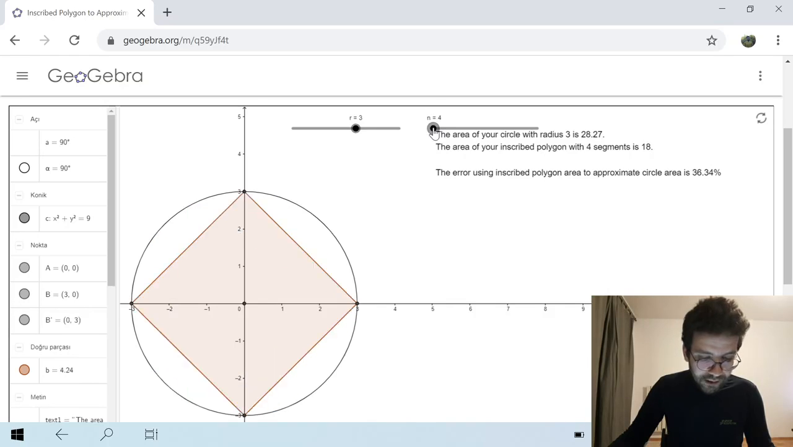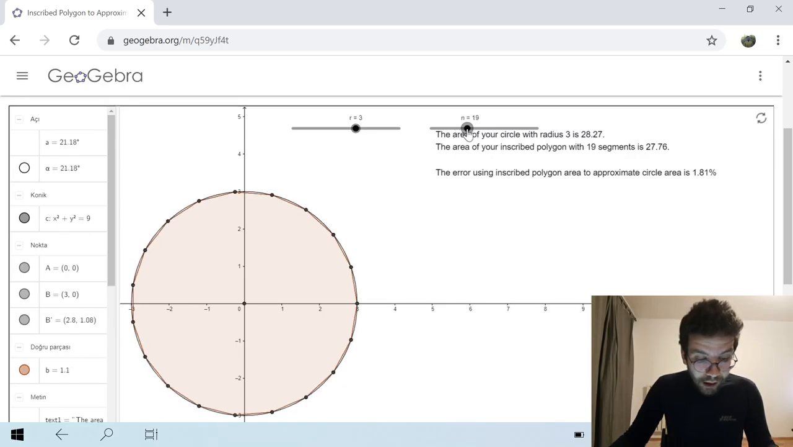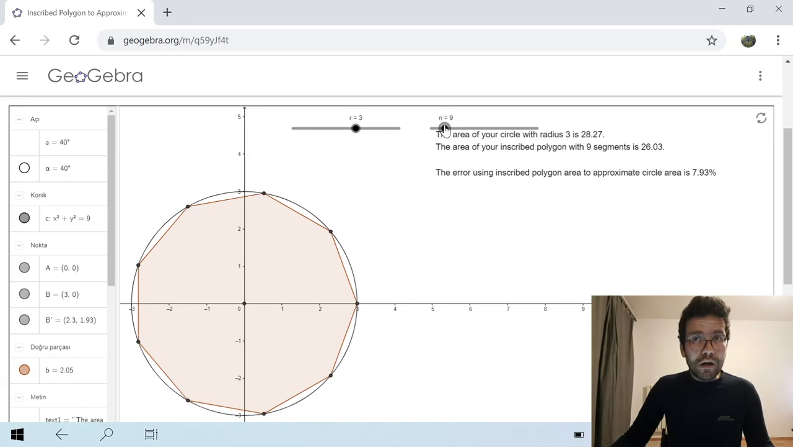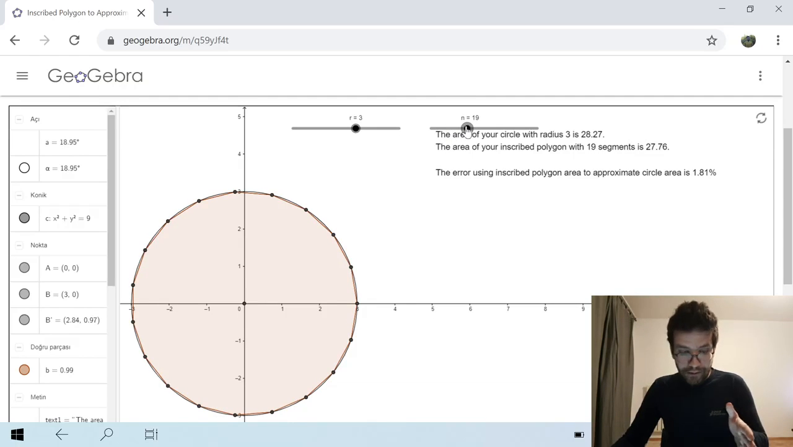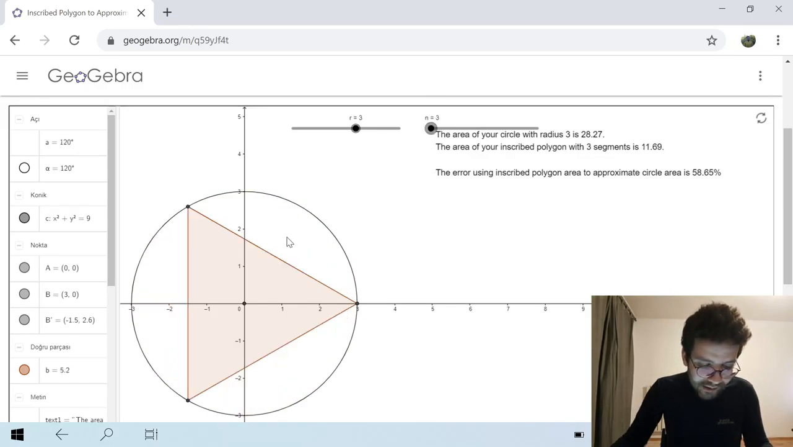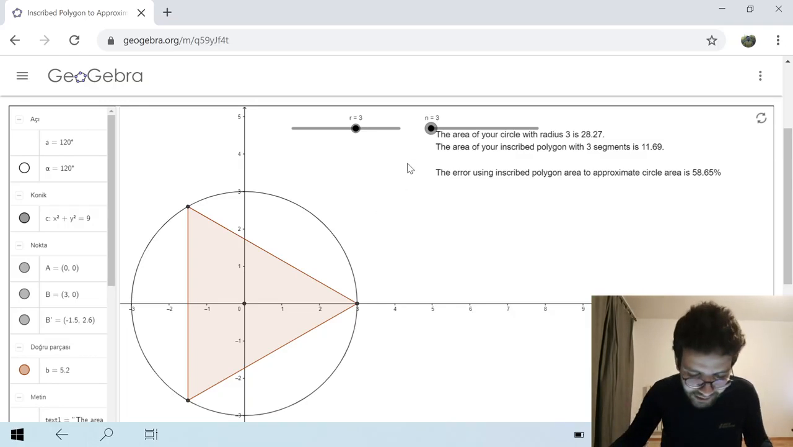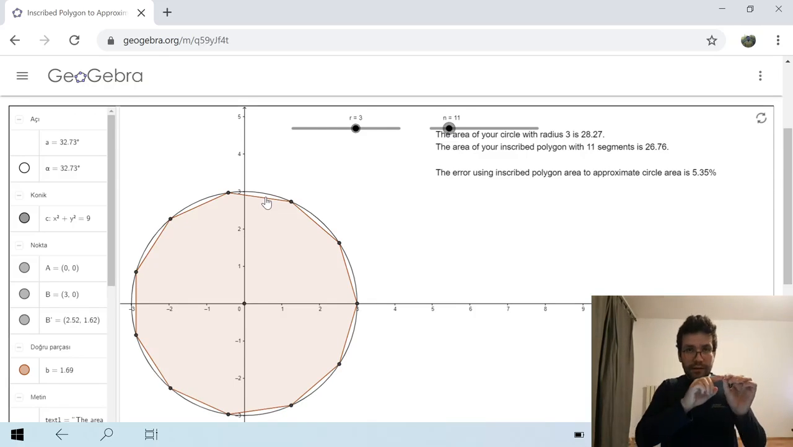So I had a triangle. Now I have a square, pentagon, hexagon, and it goes like this. I'm increasing the number of sides. As you can see, what is happening is the area of this polygon seems as if it is approximating the area of the circle. Now, I can't say that for sure at the moment because you see these pieces, which are my errors, they're getting smaller and smaller, but the number of these pieces is also increasing.